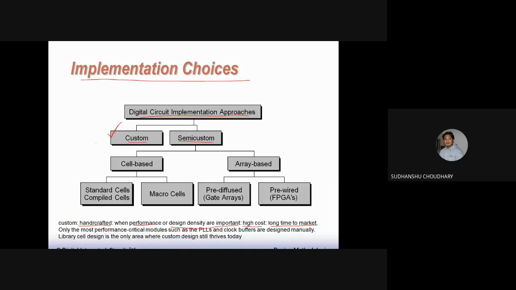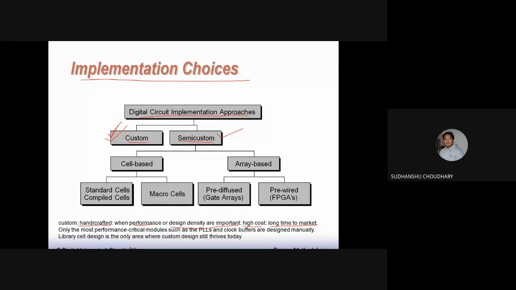In fact, this custom approach is today only used for designing libraries, right? So for designing libraries of cells, this custom approach is still being used today. Now for designing complex chips, maybe microprocessors, one cannot rely on this custom technique. One cannot make a high-end microprocessor using this custom technique, because one cannot think of making everything from scratch. So one has to rely on some CAD tools by using this approach, which is called semi-custom.